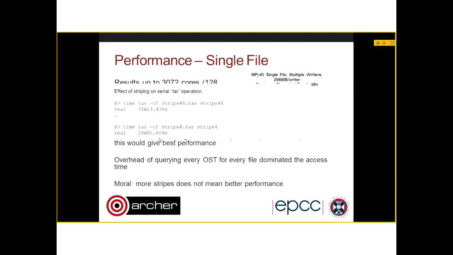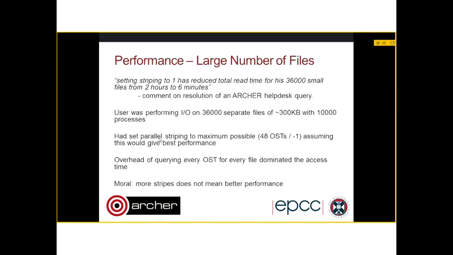So there are some particular cases that we've noticed just from queries in the help desk and tests we've made. This is an example of what happens if you have large numbers of files. For a particular user, he was writing out 36,000 small files, using the standard striping for stripes per file. Setting that to one reduced the read time from 2 hours to 6 minutes. So it's a considerable change.